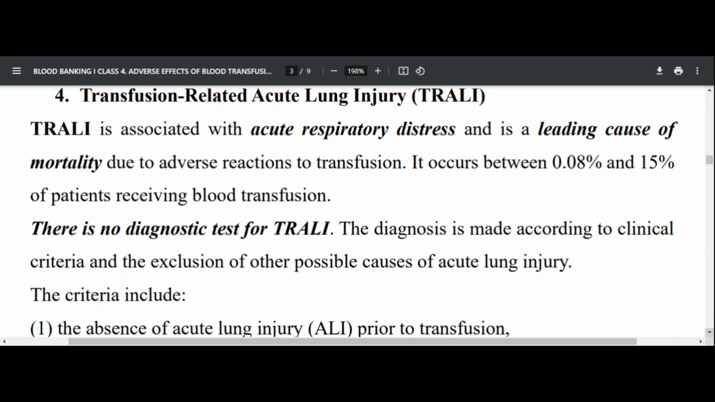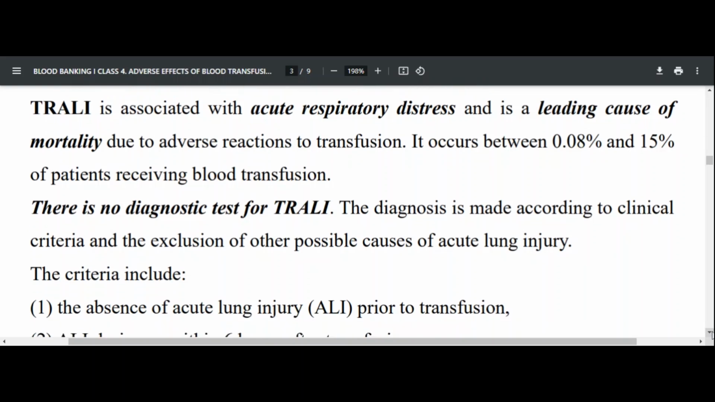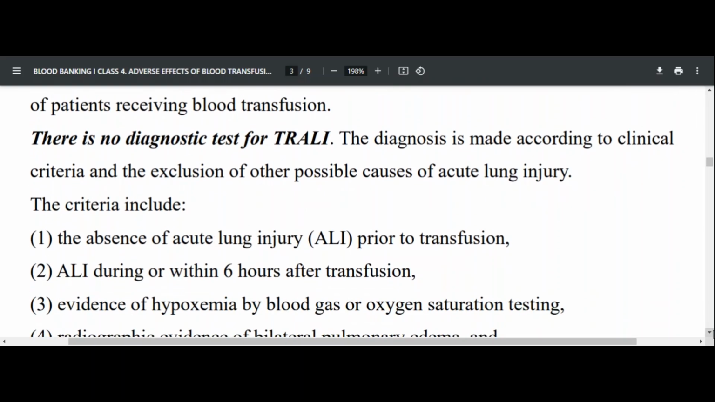There is no diagnostic test for TRALI. There's no lab test for TRALI, but the diagnosis is made according to the clinical criteria and the exclusion of other possible causes of acute lung injury. For example, if a patient is experiencing lung injury, we have to exclude other causes of lung injury.